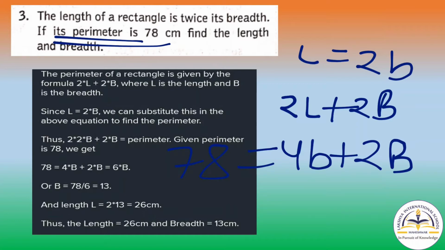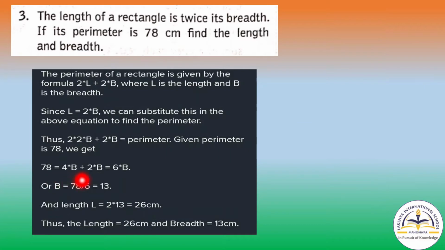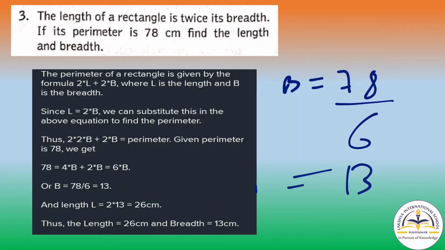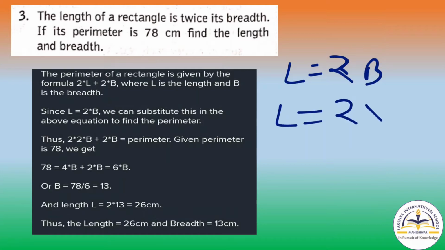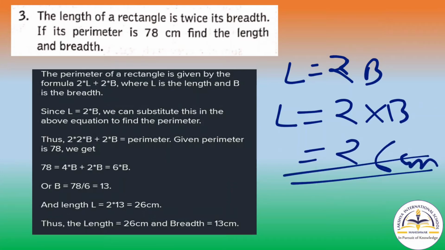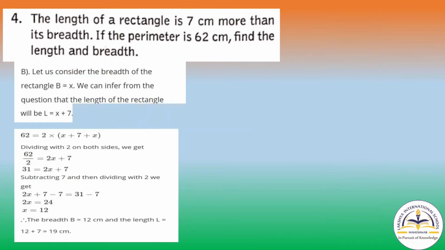So 78 equals 4B plus 2B, it means 6B. Now breadth B equals 78 divided by 6, that is 13. So 13 is the breadth. Now as we know, the length equals 2B and the breadth is 13. So 2 into 13, it means 26 centimeters. So the length is 26 centimeters and the breadth is 13 centimeters. Now in the same manner you have to solve question number 4.